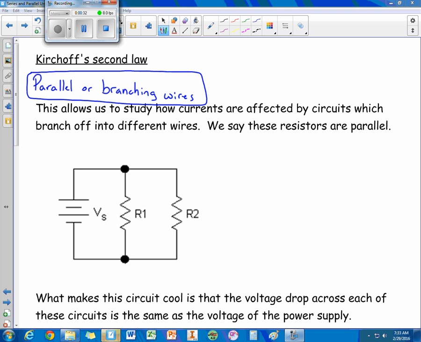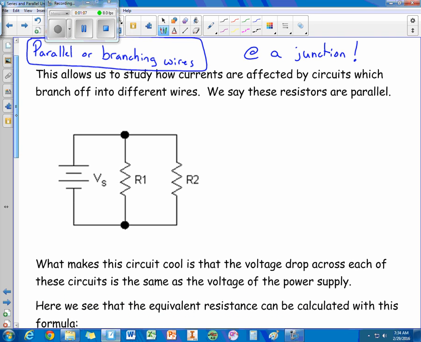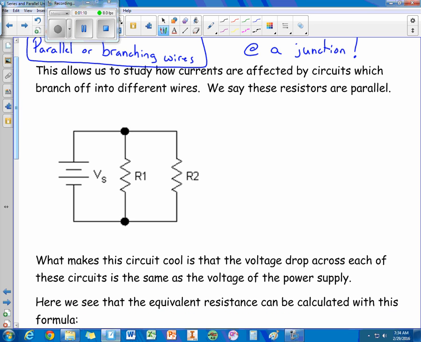So remember, one of your learning goals is the ability to tell the difference between series and parallel. Okay, Kirchhoff's second law tells us that the sum of all currents equals 0. Now, this is only true at a junction. So this isn't saying that the sum of all currents for an entire circuit is 0. It's the sum of all currents at a junction should equal 0. And again, this allows us to study how currents are affected by circuits with branching that branches off in different directions.